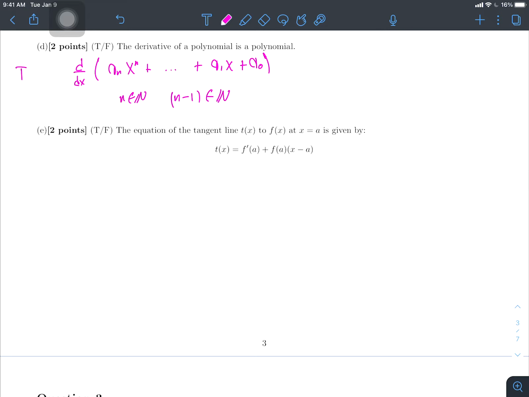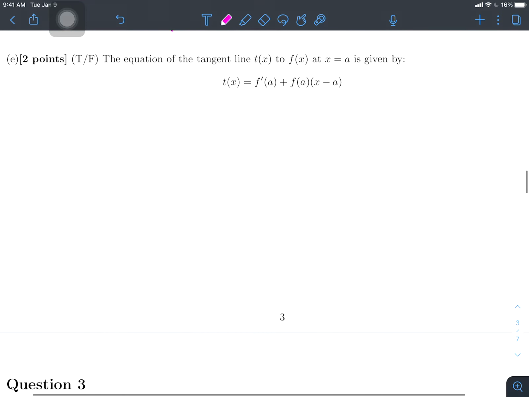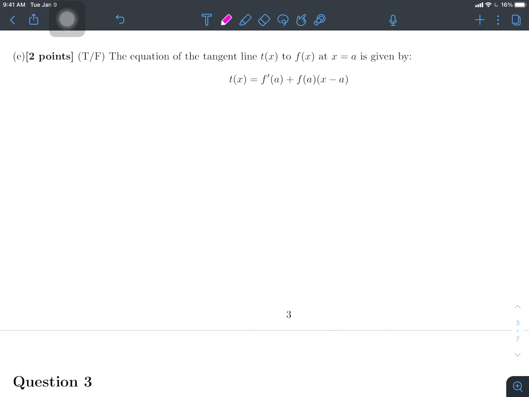All right, the equation of the tangent line t of x to f of x at x equals a is given by t of x equals f prime of a plus f of a times x minus a. This one is false. We need to have this equation memorized for the exam, only this one's not quite right. The f prime of a and the f of a are switched. So it should be t of x equals f of a plus f prime of a times x minus a.